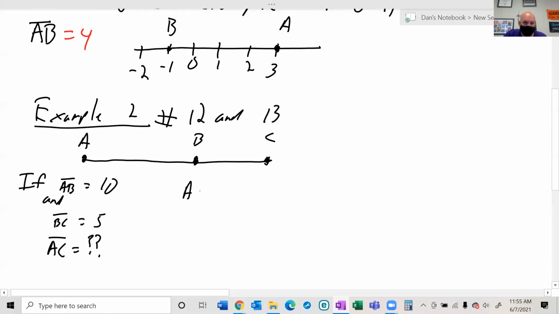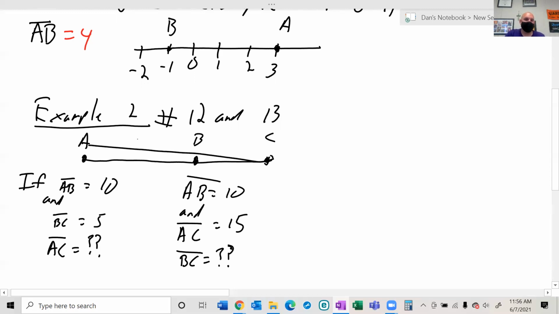Okay, they could do things like this. They could say, if AB equals 10, and now watch, they do it a different way. They could say, and AC equals 15, what would BC equal? Do you see how they just gave it to you separately? So if the whole thing is 15 and this part here is 10, what would this other part have to equal? 5. Now, procedurally, in one of them you add them together, and in the other one you subtract, but you would have to do some thinking behind that.